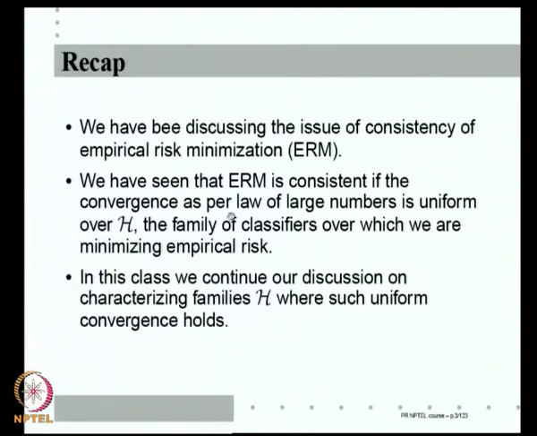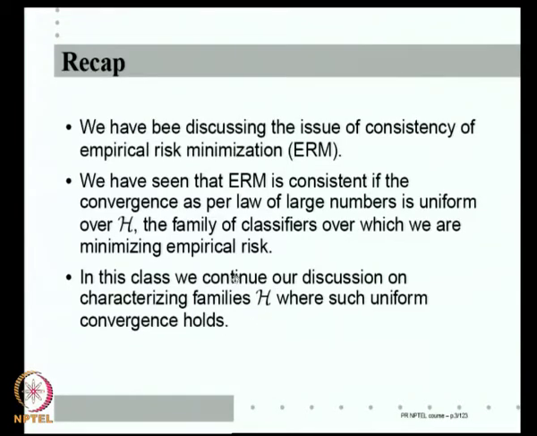Okay. So, essentially then what we want is to characterize the families H, characterize the family of functions. What should the family of classifiers H satisfy, so that such a uniform convergence holds? Right? That is the discussion that we are going to continue in this class.